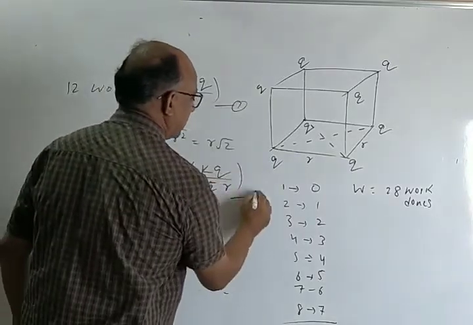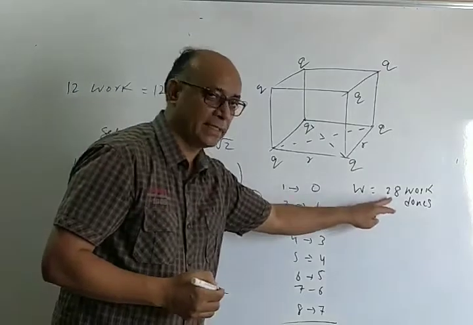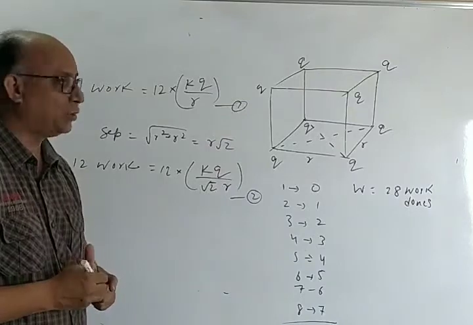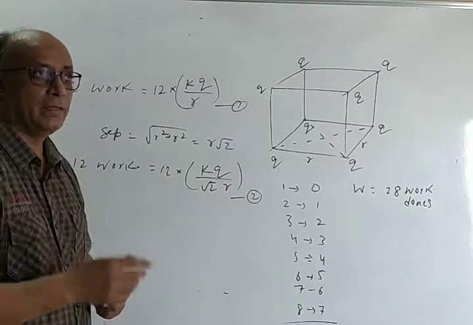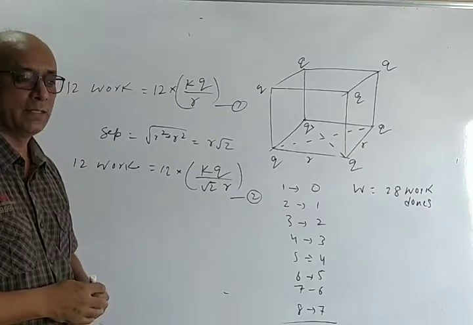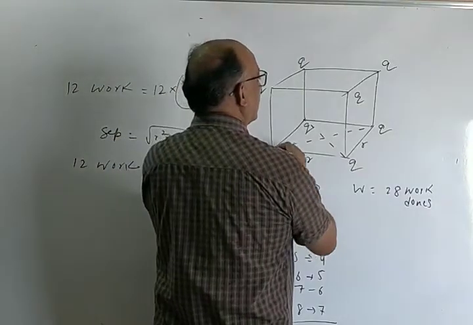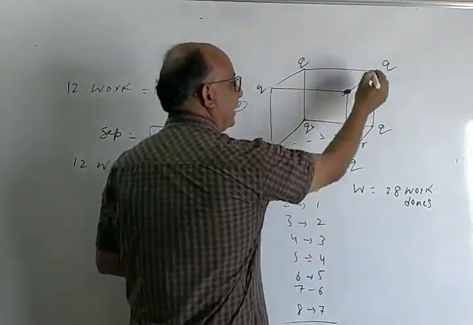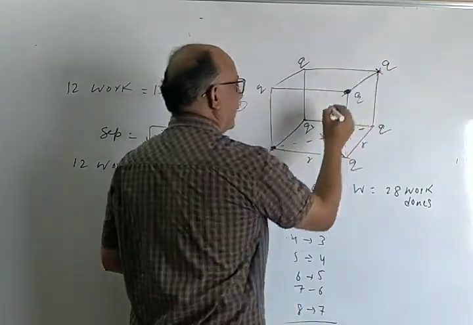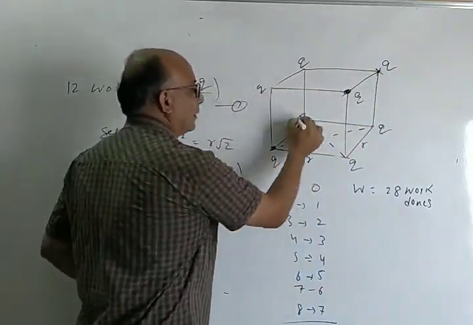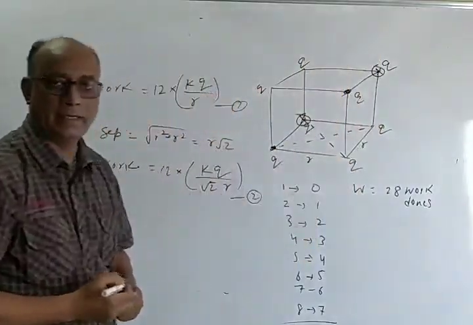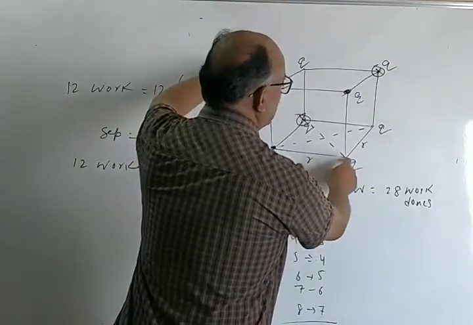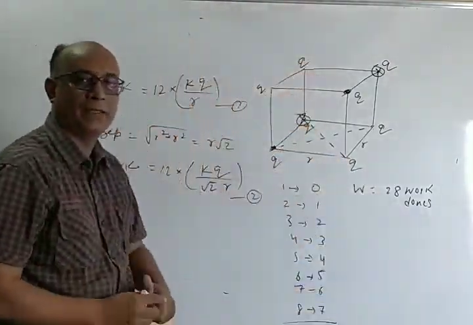This is first, this is second. Now total 28 work dones are there. 12 of them are like this, 12 of them are like this. You see, in a cube there are four different types of diagonals. One is starting from this corner and going up to this corner, from here to here. And another one is starting from this corner and coming up to this corner. Right? So two diagonals here. Similarly, if you consider these two faces, these two corners, again two diagonals are there.